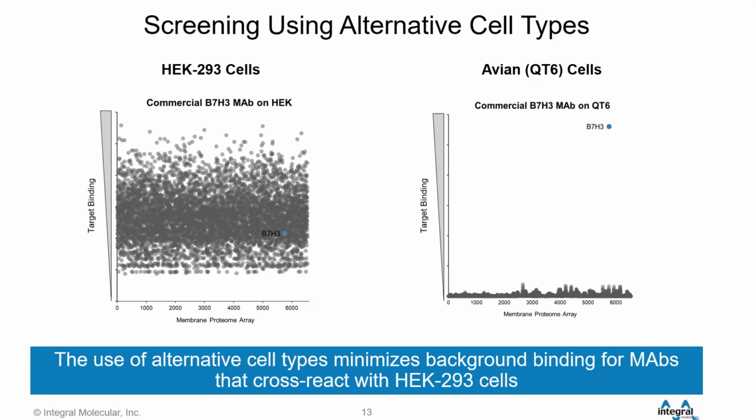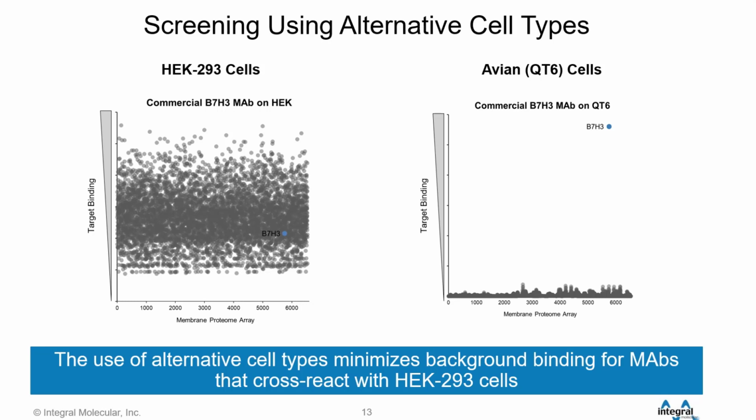Because of these sorts of instances, we developed the MPA expression in QT6 cells, which are quail cells, because this gives us an alternative option for screening these types of antibodies. These QT6 cells are also nice to work with, easy to transfect, but since they're avian, they are divergent enough from the HEK cells that it really helps bring down the background binding levels. So in this B7H3 example, you can now see on the right-hand side that screening this antibody on QT6 cells really brought down that background binding, and now you can very nicely distinguish the binding to B7H3.